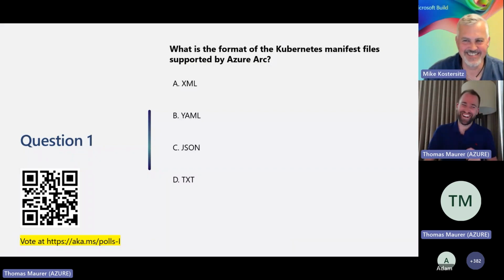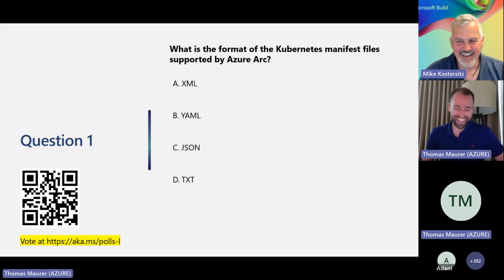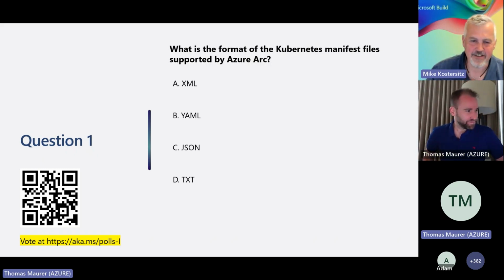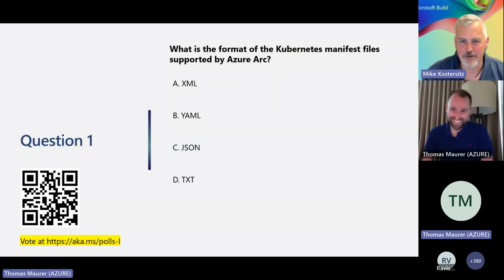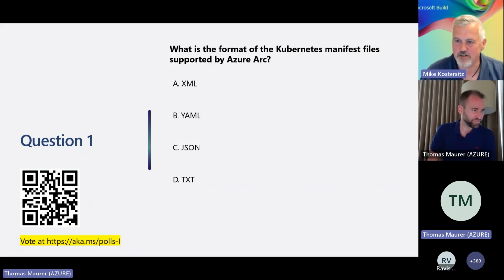Well, I had to laugh a little bit on the last one, to be honest. I mean, text. In theory, TXT is a right answer, right? Because a YAML file, or a configuration file or manifest file, is a text file. It's clear text. But I do see that we have a wide consensus on what the right answer is, I think. We'll wait for a few more seconds until the last votes trickle in.